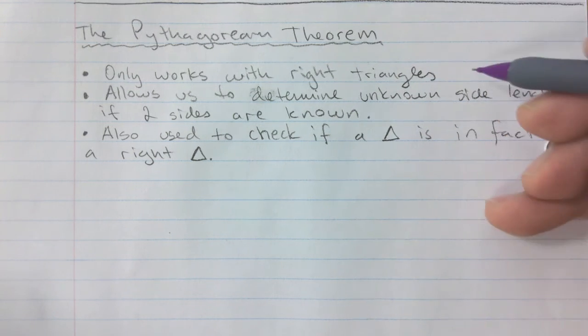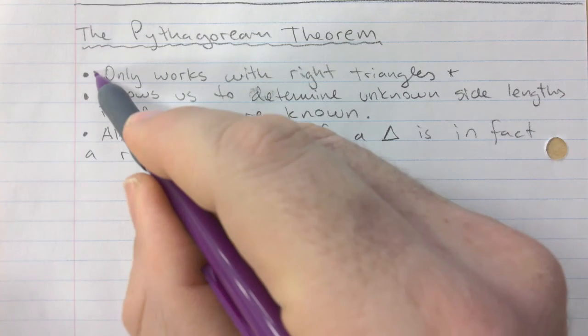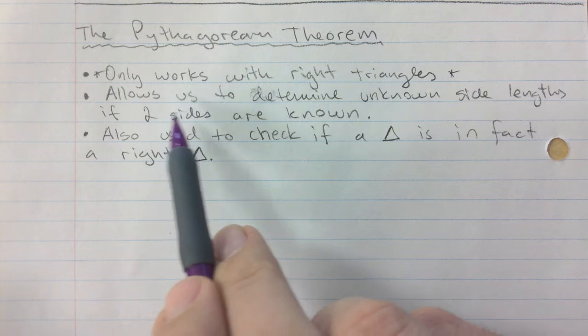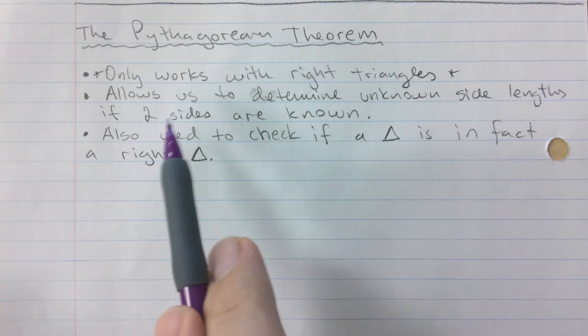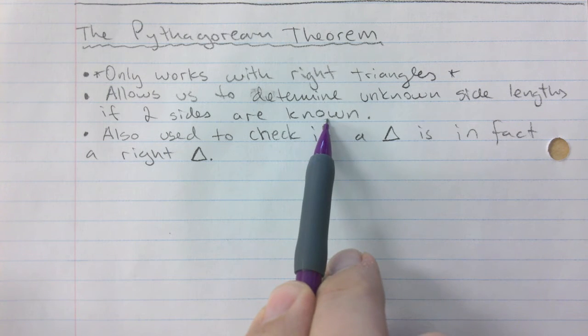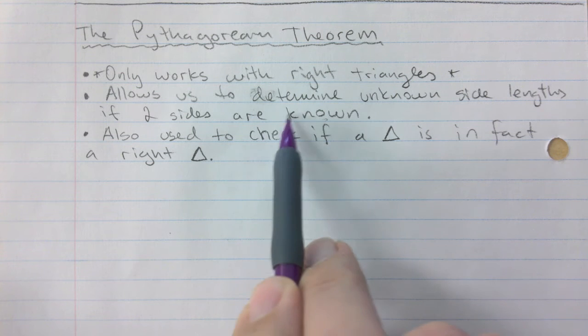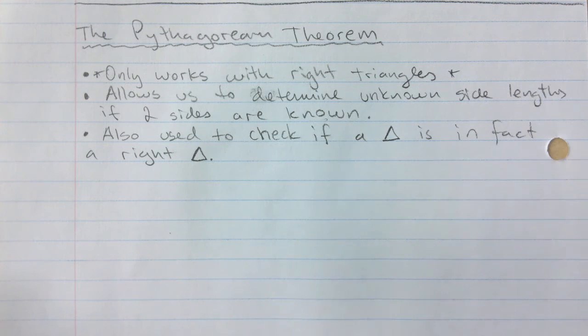So this is, I guess, the biggest. It only works with right triangles. It allows us to determine unknown side lengths if two sides are known. That's the biggest one. That's what you've been using it most of the time. It also is used to check if a triangle is in fact a right triangle. Okay.